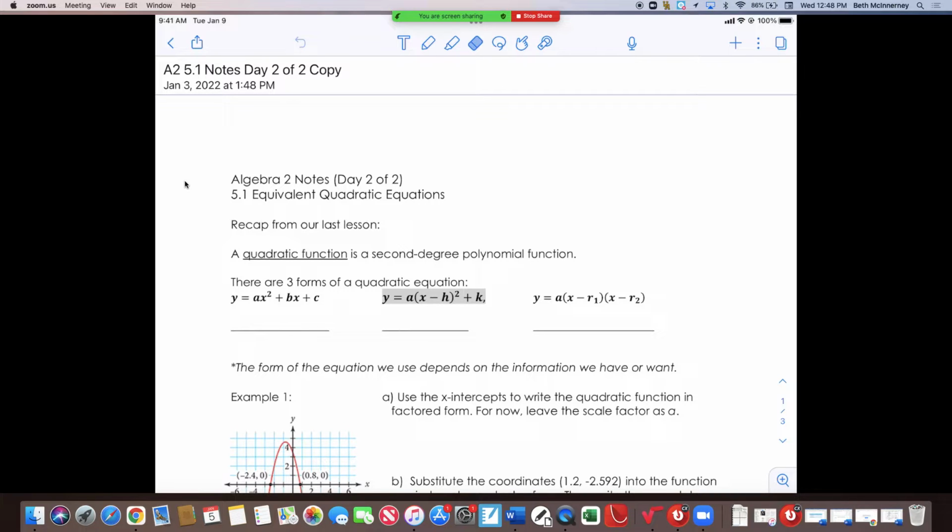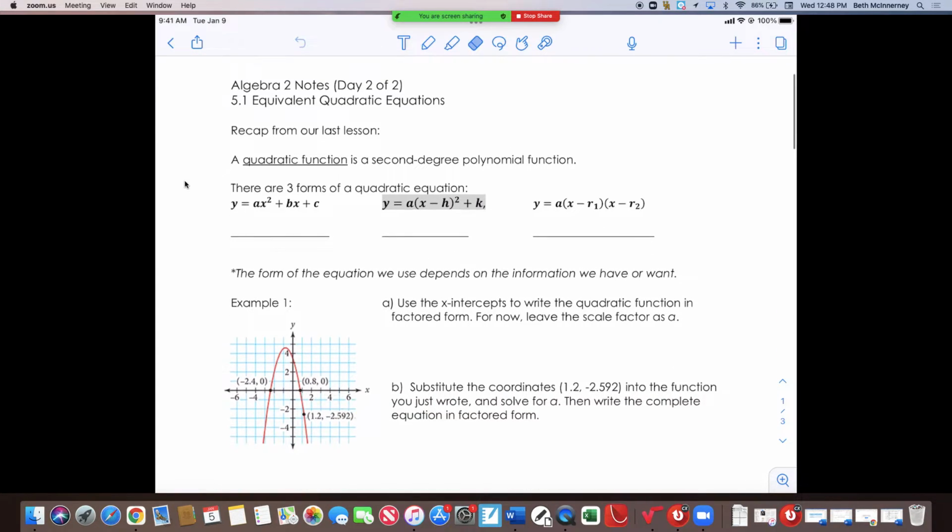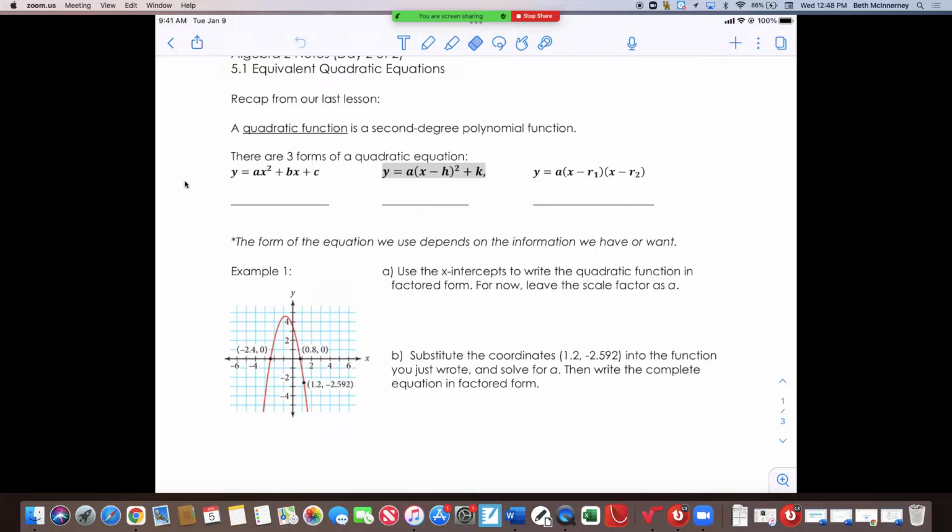Just going to ask it in a different manner. So a quadratic function is a second-degree polynomial. There's three forms, and we just did this in our table talk. Write down the names of each of these underneath in the blank.